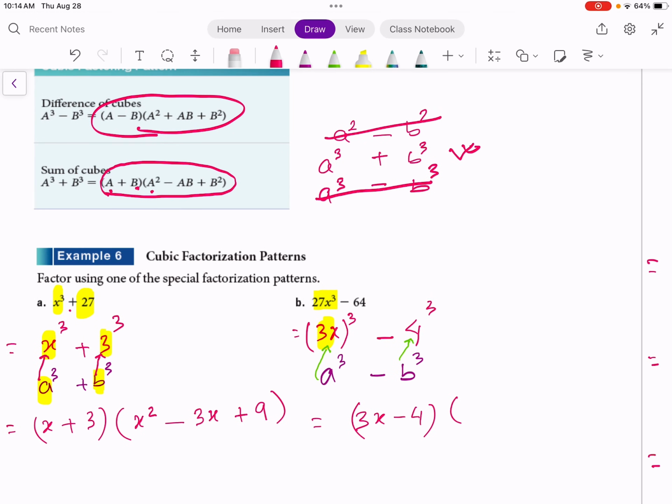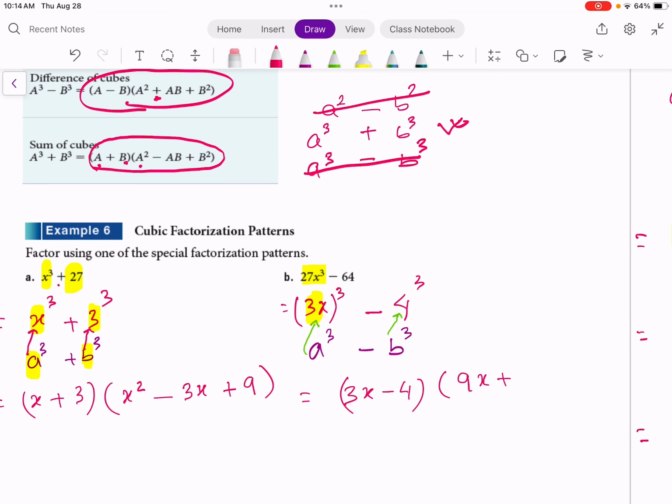Our a is 3x. Now what is the square of 3x? 9. And you have to square x as well. 9x squared. So we have 9x squared plus a times b. Our a is 3x, b is 4. 3x times 4 is 12x. Do not forget x. Plus b squared. Our b is 4 and the square of 4 is 16. This is our final answer. So this is the factor for our binomial.